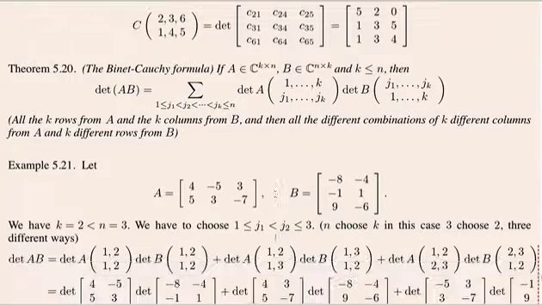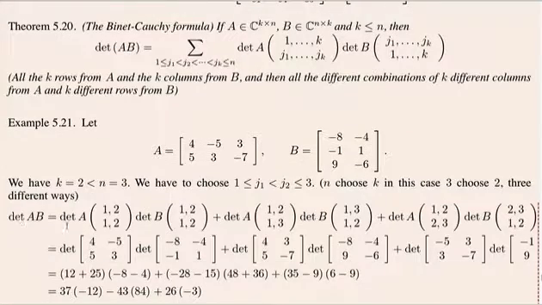Here is an example. A is a 2 by 3, B is a 3 by 2. The result is supposed to be a 2 by 2 matrix, and then it's supposed to have a determinant. So we have that k equals 2 is less than n. The requirement is less than or equal to n, where n is 3. We have to choose 2 columns from 3 in increasing order. So it's n choose k in this case, 3 choose 2. You can do it 3 different ways. So that means that we have 3 different products added together.